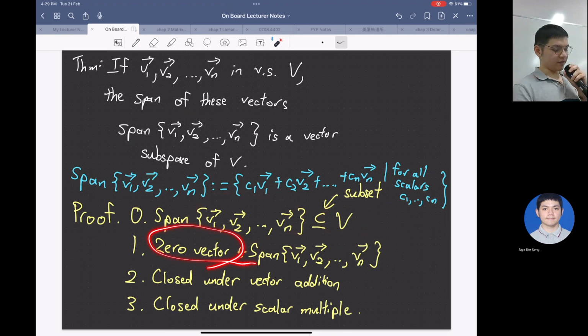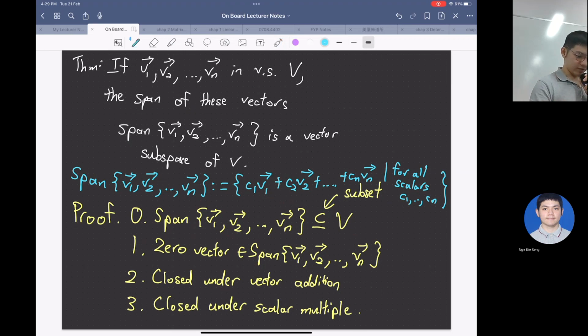How about the zero vector? Can you find the zero vector in this span here? Set all the scalars to be zero. Because this is what we can do, right? Set 0 equals 0. So be careful when you set the scalar to be 0, because let's say in the exam I trick you, I say the scalar cannot be 0. So what can you do? Just be careful what you can do or you cannot do.